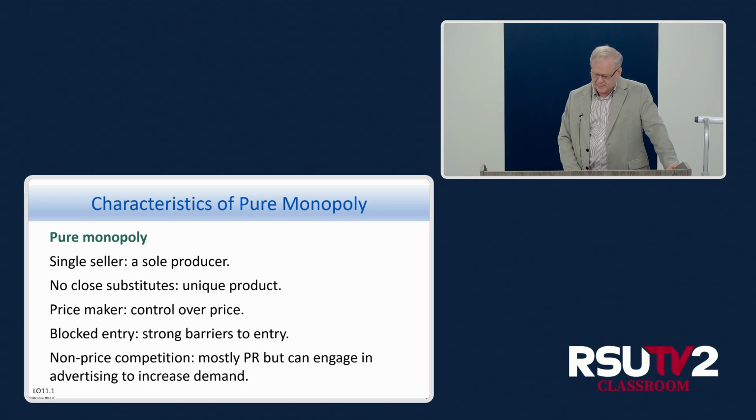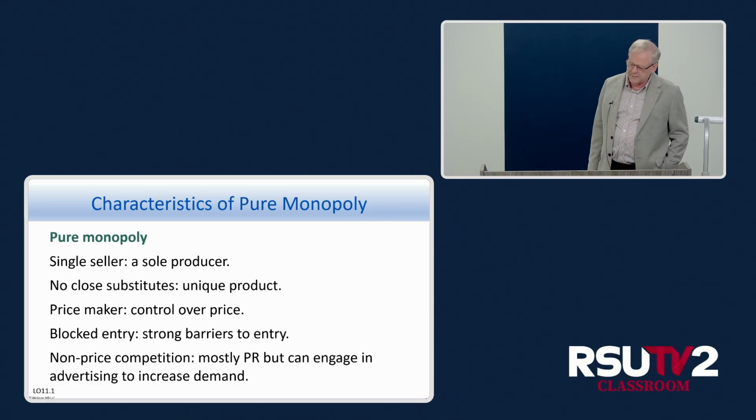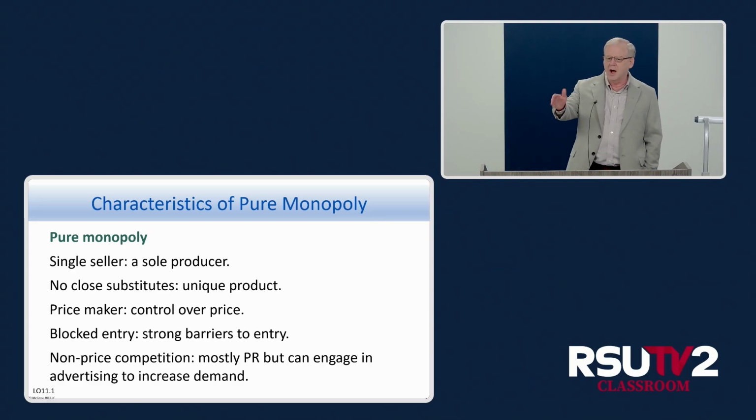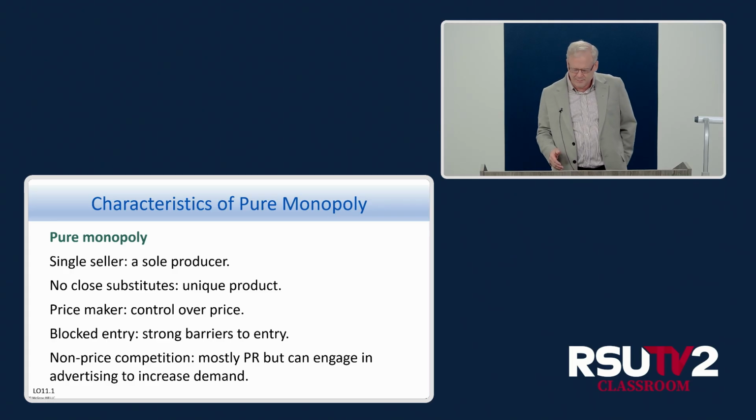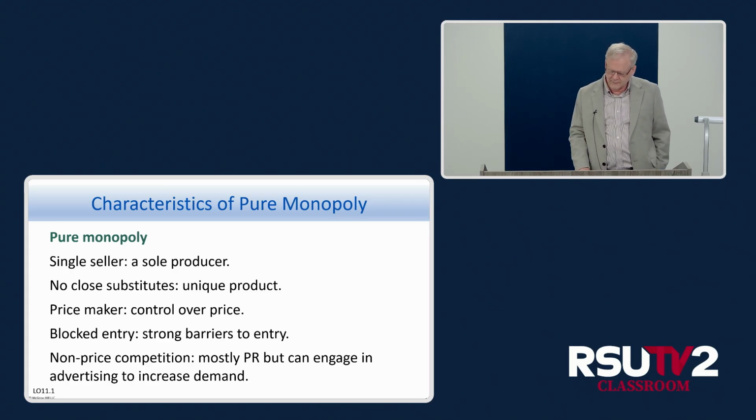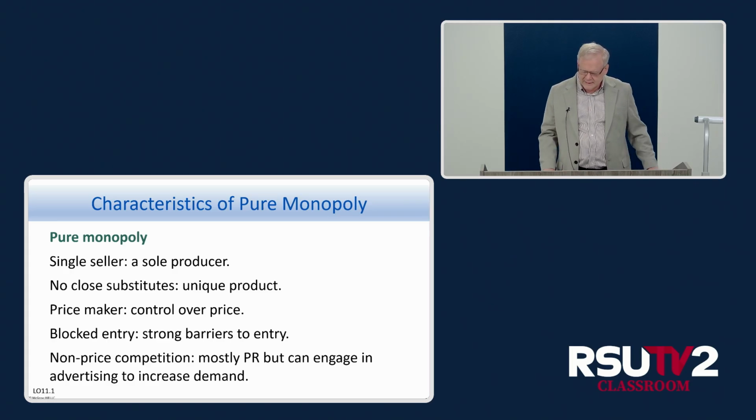So you're a monopoly. Now, there are no close substitutes, unique products. So that makes you a price maker, not a price taker, but a price maker. You have control over the price. And you're able to block the entry of competitors.